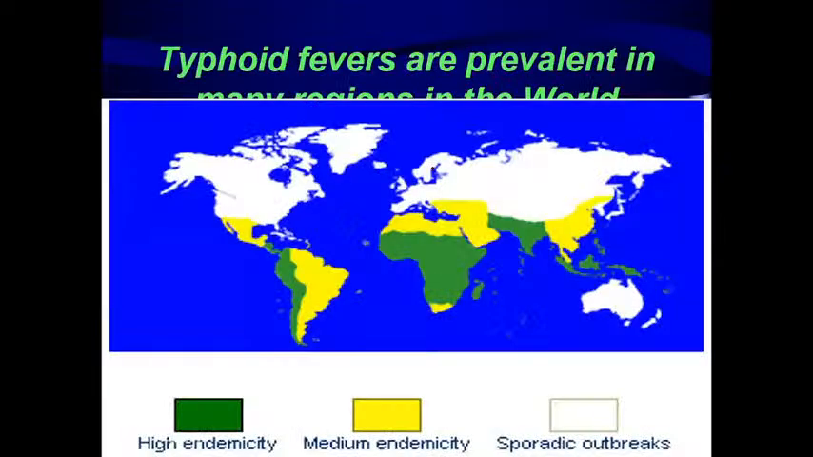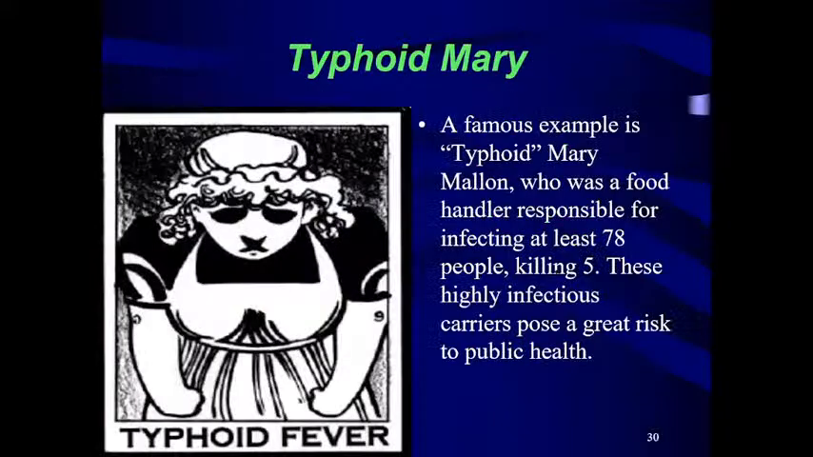We're still on time. We're going to touch on typhoid. It's prevalent in many geographical regions in the world. We can see the highest intensity is within the tropics, mainly Africa, Asia, and South America. The famous Typhoid Mary is a famous example. Mary Mallon was a food handler responsible for infecting at least 78 people, killing 5 of them. These highly infectious carriers pose a great risk in public health.